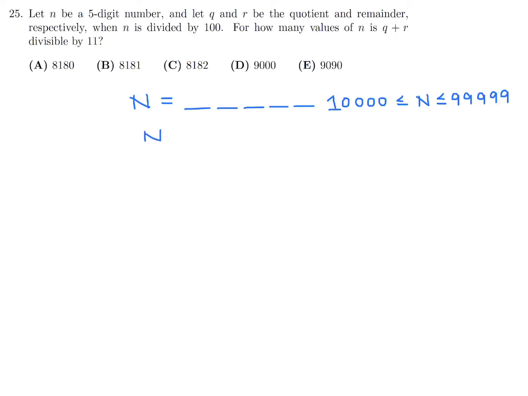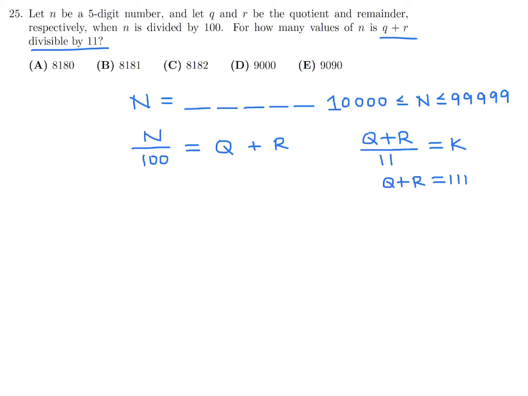And they tell you that when n is divided by 100, you get a quotient of q and a remainder r. That's what is in the question. I think that's all they give you. And they also tell you that q plus r has to be divisible by 11, or at least that's what they want. So if q plus r is divisible by 11, basically what that means is that it will equal some integer multiple of 11. So k is an integer. So that means q plus r is equal to 11k.